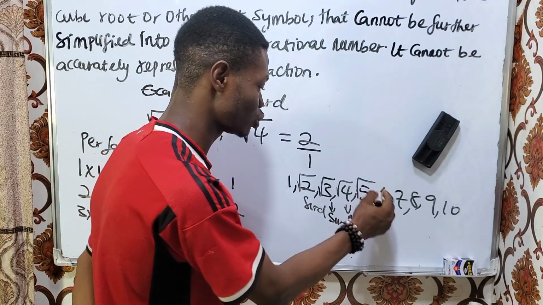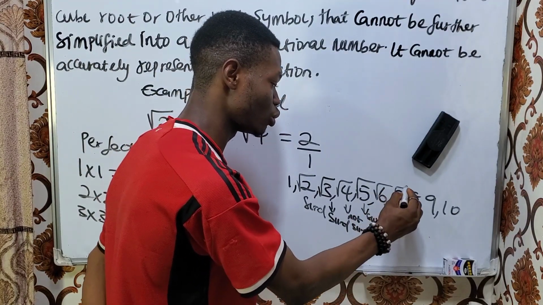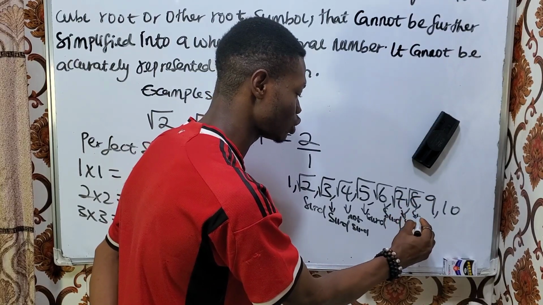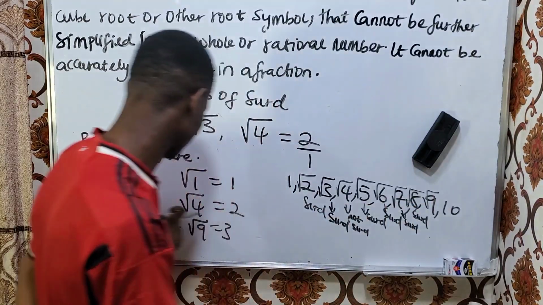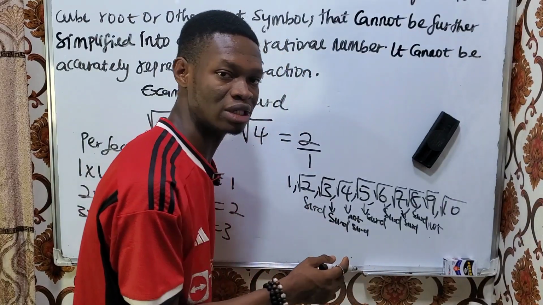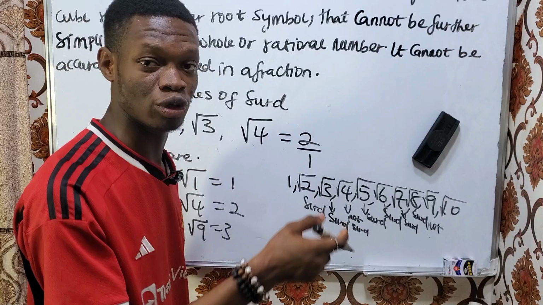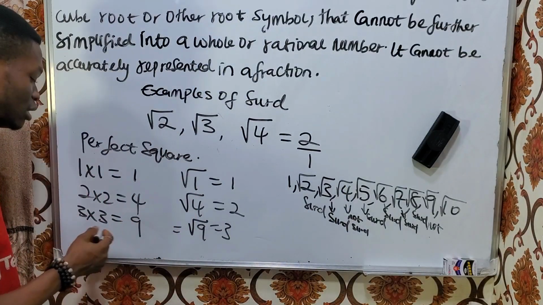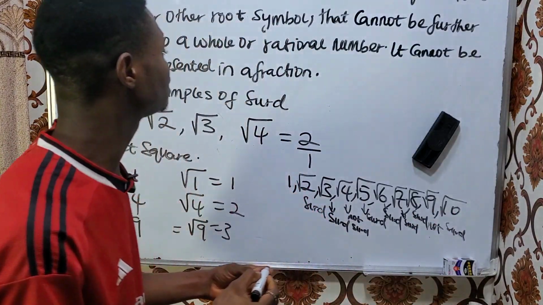Now, square root of 6 will give us a decimal. So square root of 6 is a surd. Square root of 7 is also a surd. Square root of 8 is also a surd. Square root of 9 is not a surd, because 9 is a perfect square. You can see it here. Square root of 10 is a surd, because it will give us an irrational number. Are you seeing? Because there's nothing we can multiply by itself to give us 10. So it is a surd. So these are the definitions of surds.